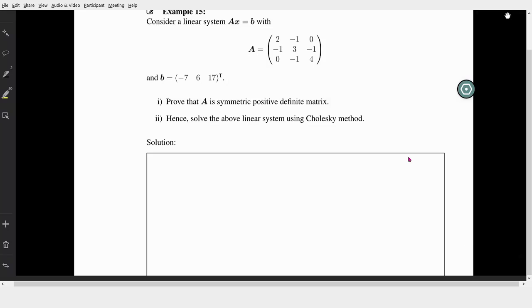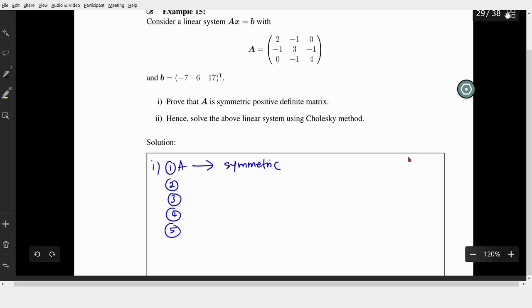Okay, I highlight a bit here, this example 15. The first one is prove that A is symmetric, positive, definite. So first, you must check symmetric first. This is the first. So actually you have 5 criteria. One, it must be symmetric. Second, then you continue with the 4 criteria. Here the determinant of A_i must be greater than 0. So actually there are 5. The common mistake is number 1, the symmetry is not shown.